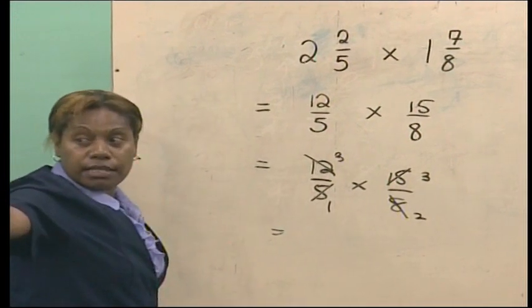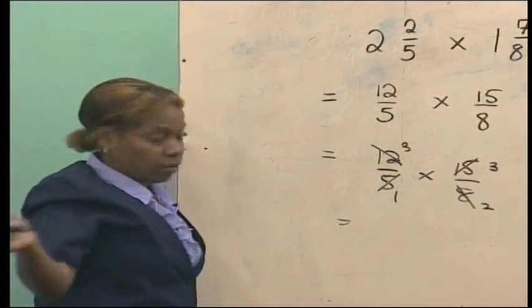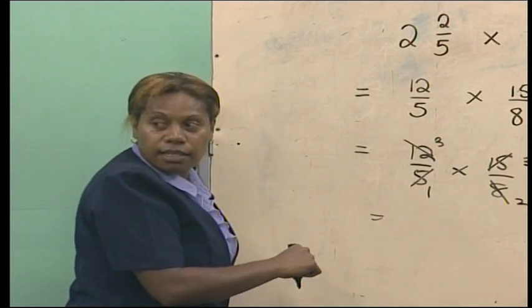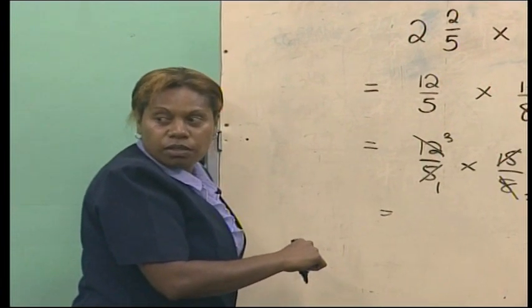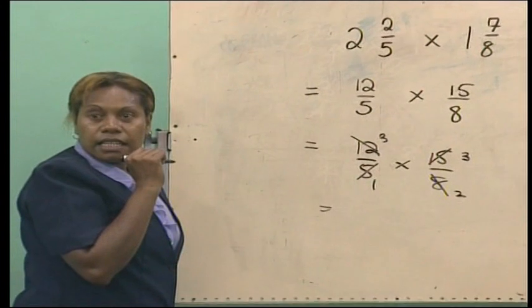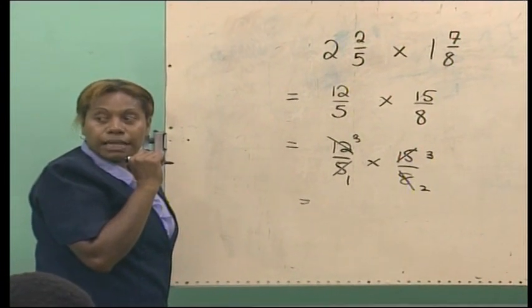Now, let's have Bradley continue. What's next? What should I do? 3 over 1 times 2 over 3.